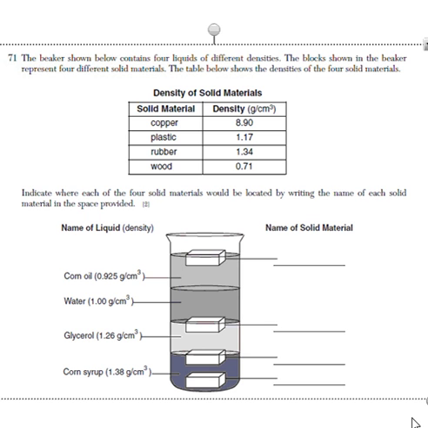So let's figure out where these materials would go. All right, copper has a very high density at 8.9 grams per cubic centimeter. So where do you think that one's going to go? Of course, that's going to be the one way on the bottom. Now, looking back at the list up here, I would probably do rubber next because it's the next most dense at 1.34 grams per cubic centimeter. That would come between the glycerol and the corn syrup, so that must be this block here. The plastic at 1.17 would go here. And finally, the wood with the lowest density, 0.71, is going to be floating above all of these.